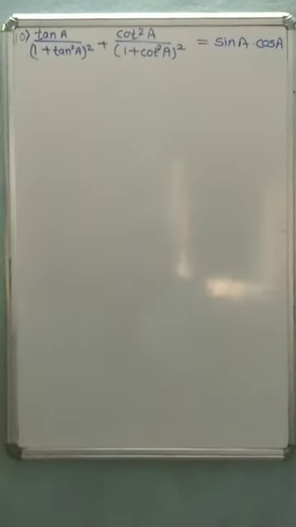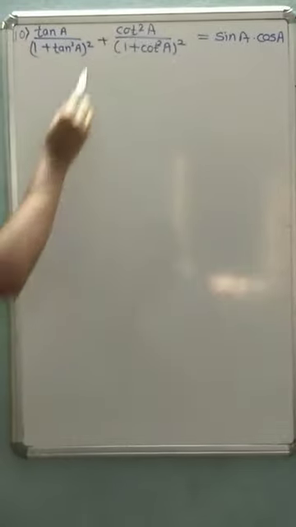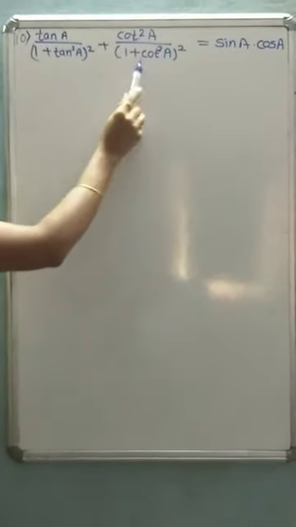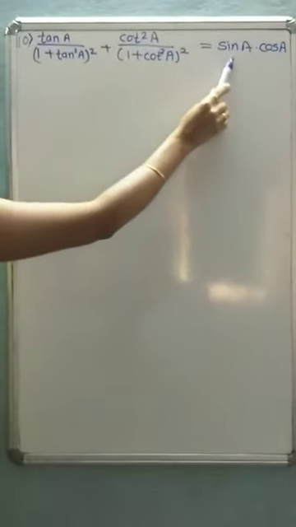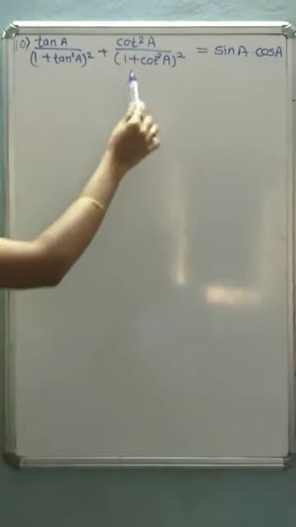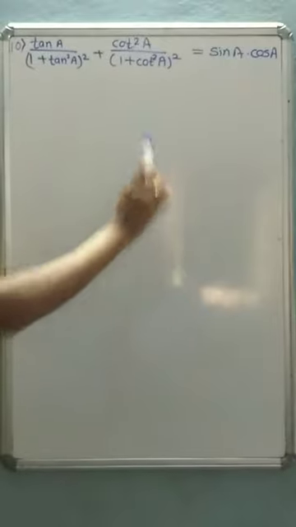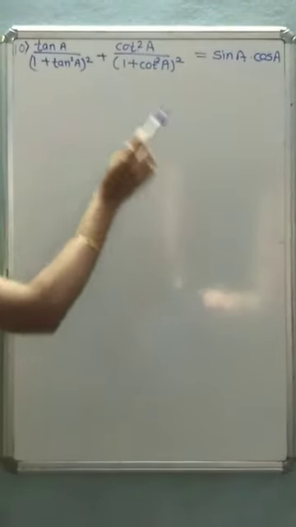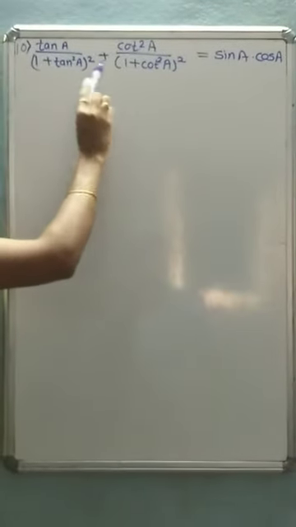In that, (tan a upon 1 plus tan square a) whole square plus (cot square a upon 1 plus cot square a) whole square. This is the LHS and we have to show it is equal to sin a into cos a. If we observe the LHS and RHS, we need to prove the RHS as sin a into cos a. So convert all the terms into sin a and cos a.